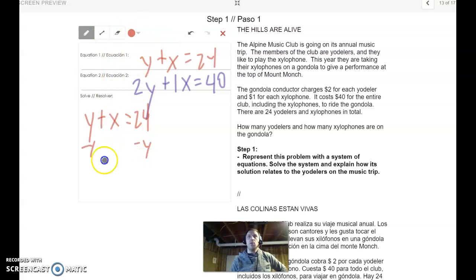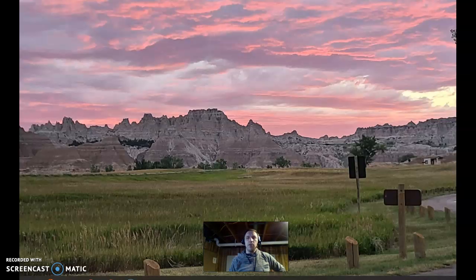And I'm going to end up with x left on this side and 24 minus y left on the right side of the equation. I'm going to take this part, x equals this, and I'm going to plug it right in for x in the second equation. I want you to go ahead and try that out on your own for a second.